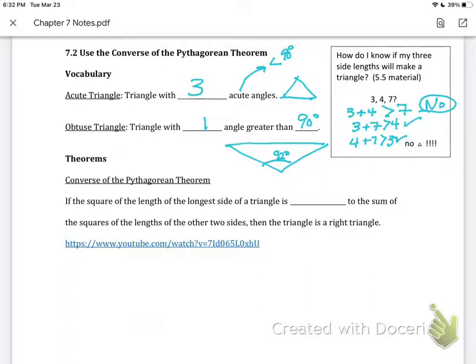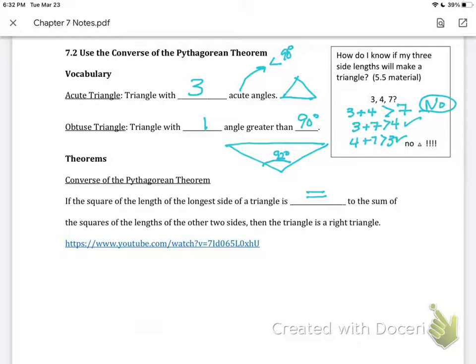Okay, so the converse of Pythagorean theorem, it's just that you read that backwards. So the converse would state, if the square of the length of the longest side of a triangle is equal to the sum of the squares of the lengths of the other two sides, then the triangle is a right triangle. So the regular Pythagorean theorem said that if the squares of the legs of the two sides equaled the square of the hypotenuse, then you had a right triangle. So they just read it backwards.